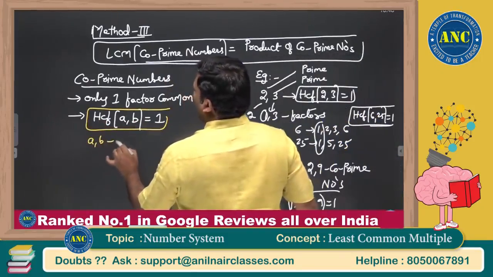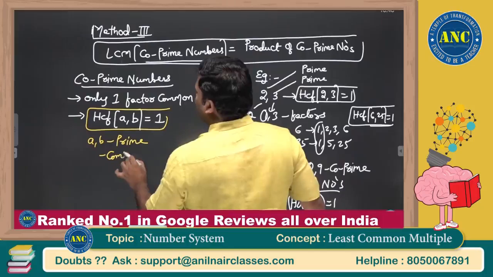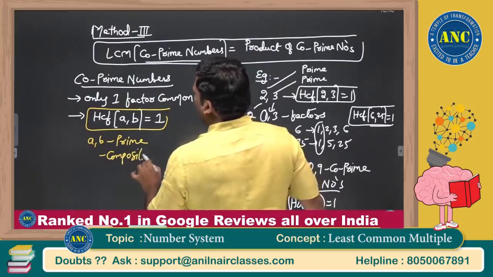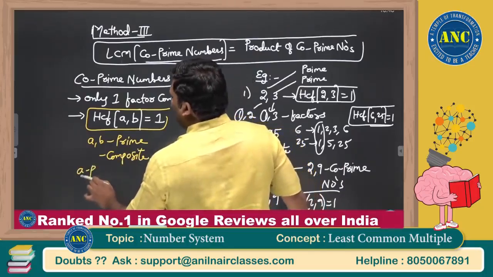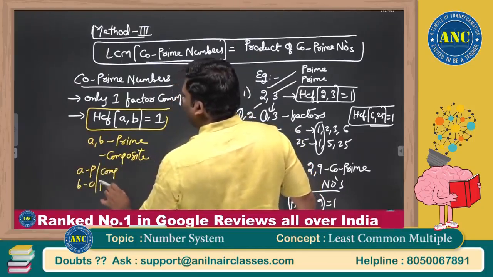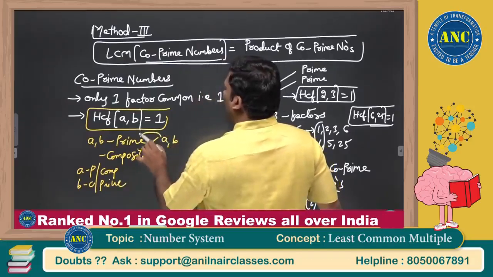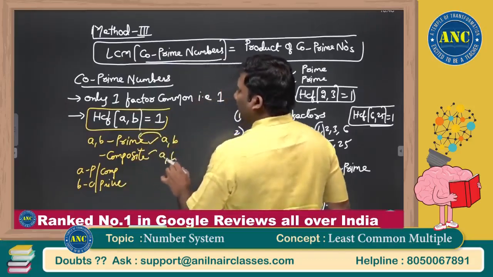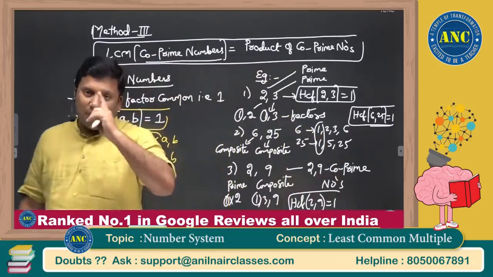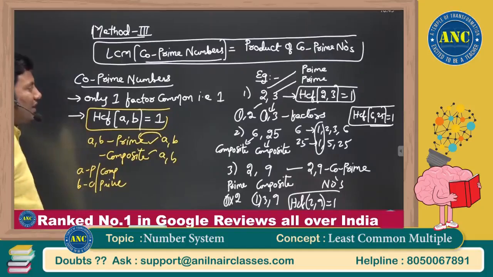A comma B both can be prime, both can be composite. One can be prime, another can be composite. One can be composite, another can be prime. All the 4 cases are possible. Very, very important. From this, another beautiful question can also be discussed at a CAT level.